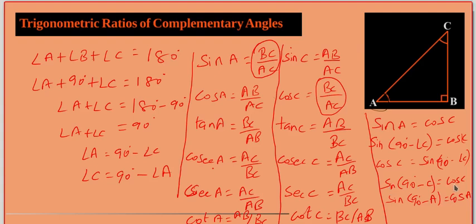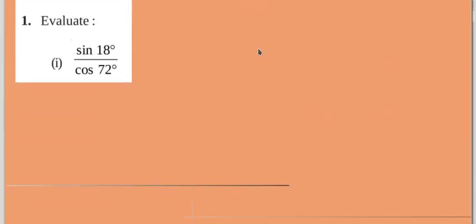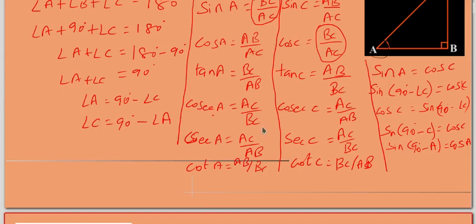In the same manner, for cos, the complementary angle will be sin. So cos of 90 degrees minus A will be sin A. In the same manner, we will get all the trigonometric ratios, all the equalities.